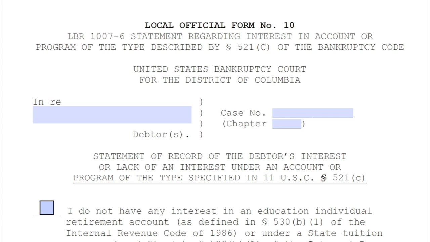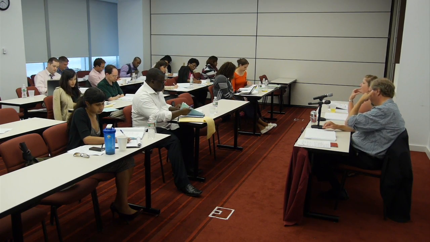Okay, the next form I want to talk about is not an official form, it's a local form that we use just here in DC. If you turn the page from the statement of intention, you'll see a form called Statement of Record of the Debtor's Interest in a 529 account. Although it's under 521(c) of the Bankruptcy Code, it actually is the 529 accounts that we've discussed several times. This is simply a statement that the debtor must sign and file indicating whether they do or do not have a 529 account. It's a PDF local form on the court's website, under local court forms, that you fill out and file. But only in DC; Maryland and Virginia do not have this form.